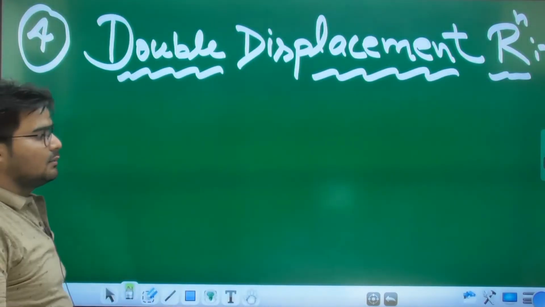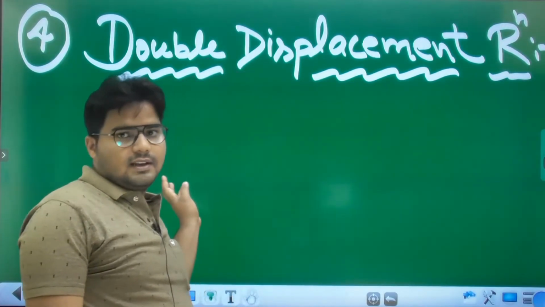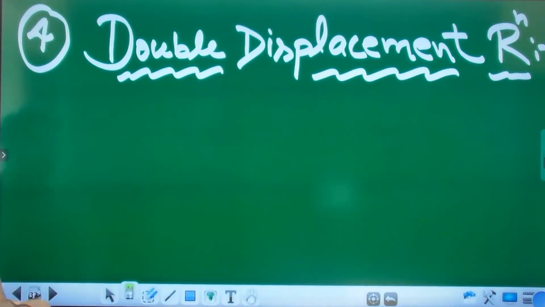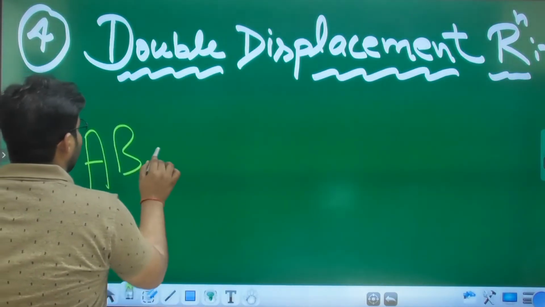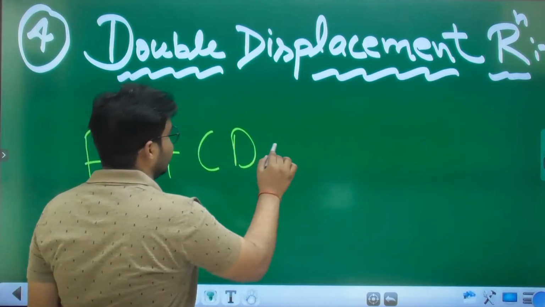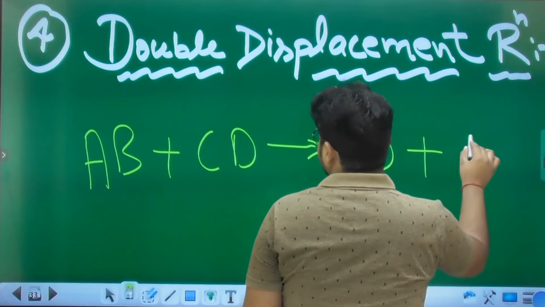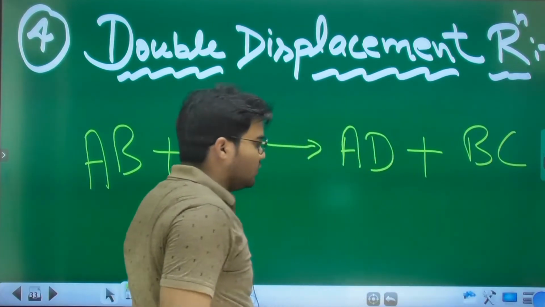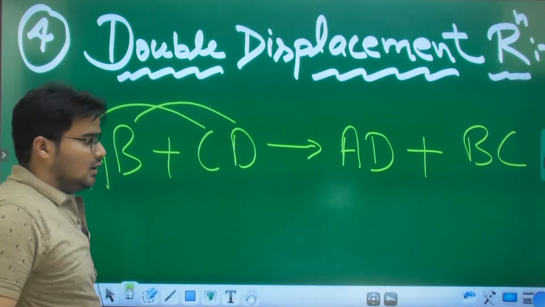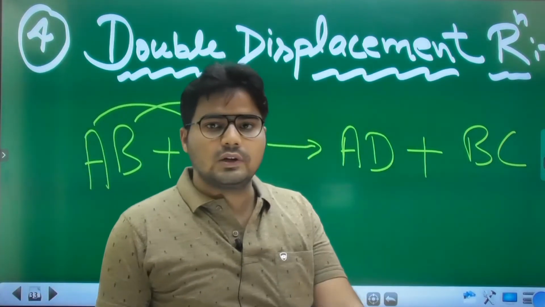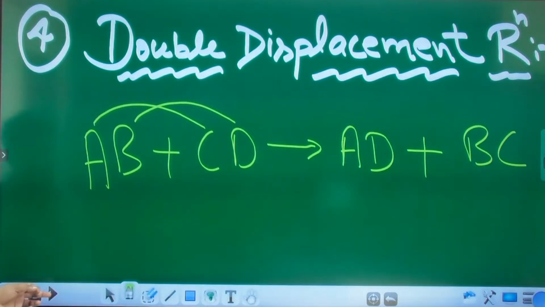Now the last type of reaction is the double displacement reaction. In the previous slide we saw the single displacement reaction, now there is a double displacement reaction. Suppose there is a compound AB and a different compound CD, and A is connected with D and B to C. So you see that here there is a double displacement. Clear? Displacement occurs two times, so the reaction is called double displacement. This pattern is followed by the double displacement reaction.